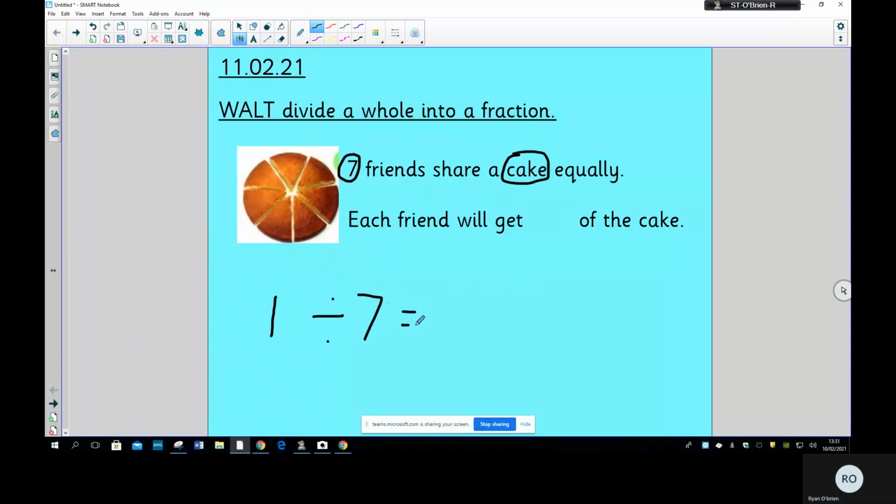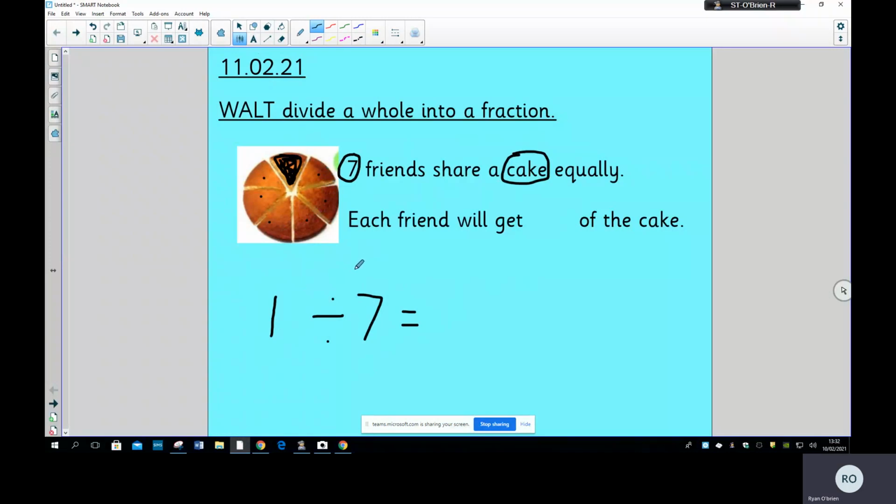Now, that looks quite tricky. So we're starting off with one whole cake. If we share this cake between 7 people, that means we need to cut it into 7 parts. And you can see I've already done it for you here. 1, 2, 3, 4, 5, 6, 7. If we have one whole cake and we share it between 7 people, then each person gets 1 slice of cake, don't they? So each person gets 1 slice.